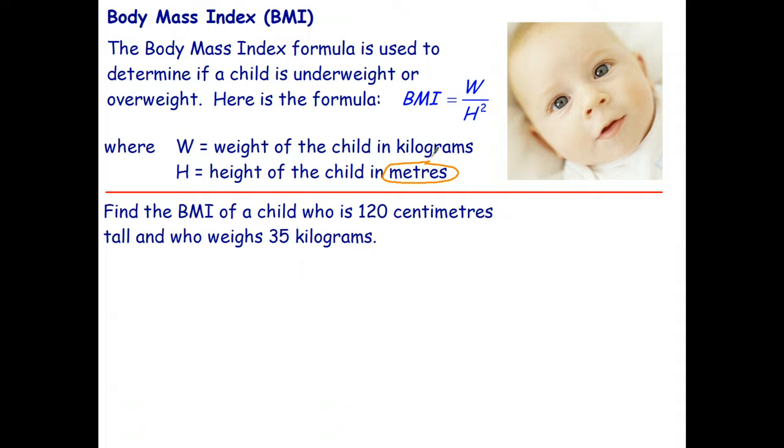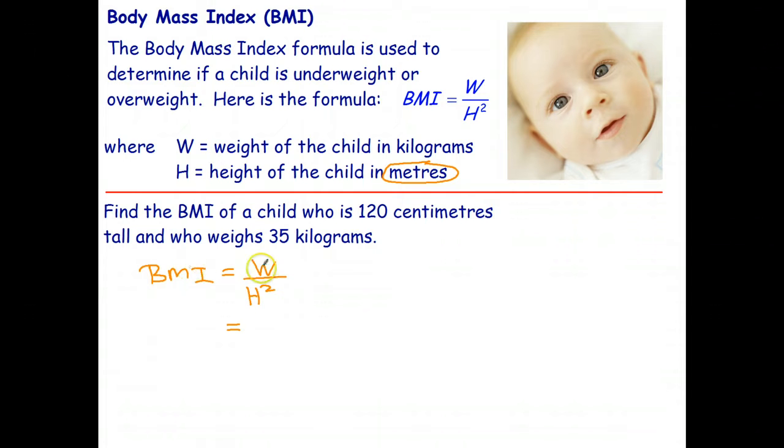Okay, welcome back, students. As usual, we start by writing the formula. BMI equals W divided by H squared. So this is the body mass index of a baby. As it says up here, if this number is too small, it means the baby's underweight, and you might need to get some medical assistance. If the number is too big, it means the baby is overweight, and you might need to make some changes to the baby's lifestyle.